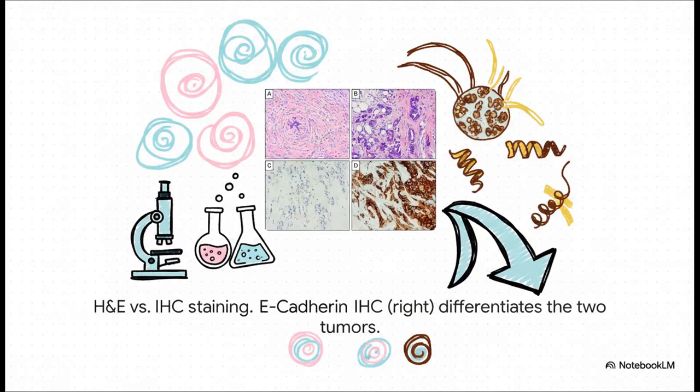And this is where the magic happens. On the left, with the standard H&E stain, you've got two breast cancers that look remarkably similar. Now look to the right. Here, we've used IHC with an antibody that targets a protein called E-cadherin, and bam! One tumor stains dark brown, screaming that it has the protein, while the other one is completely negative. That single molecular difference gives us a definitive diagnosis. It's no longer a guess.